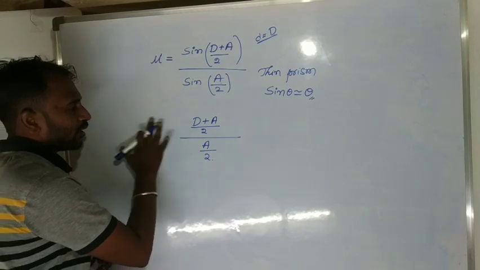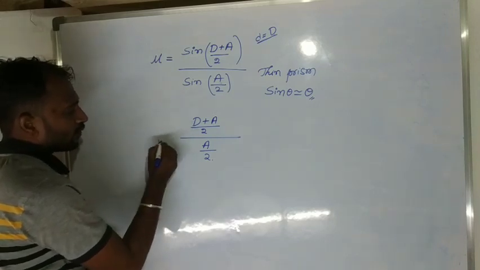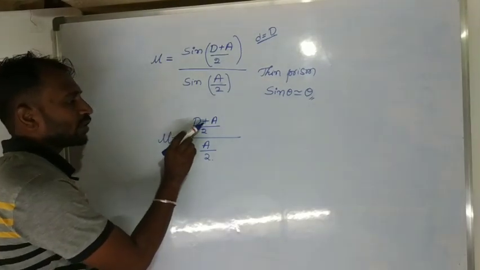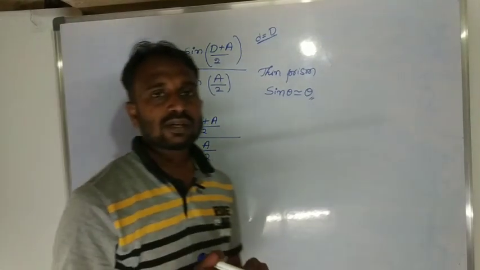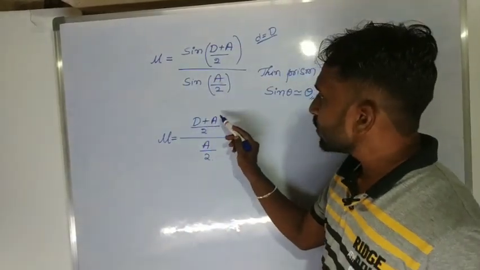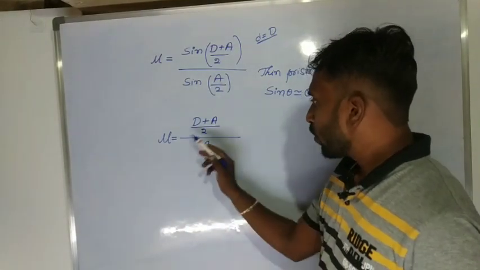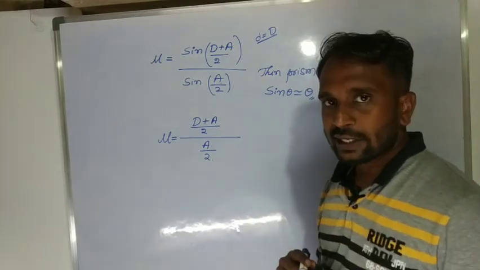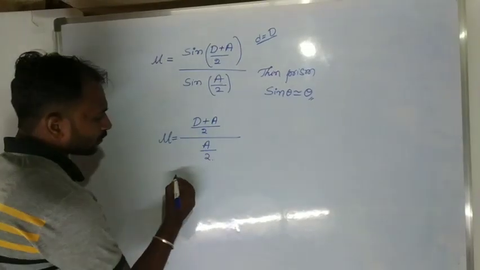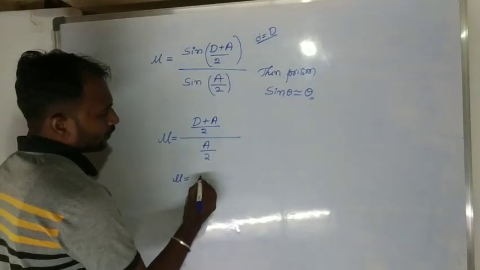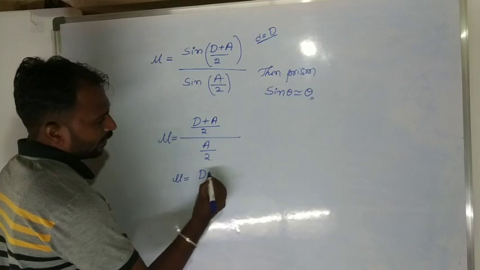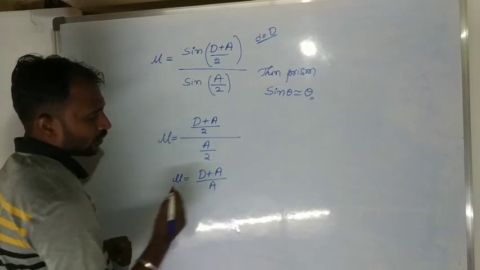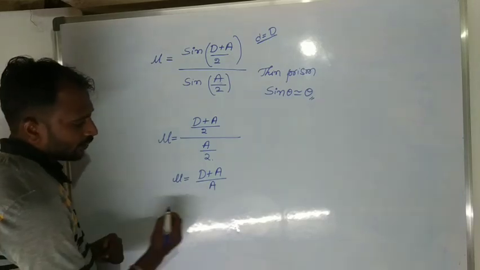Refractive index of the material of a prism. The refractive index of the material of a prism is equal to the angle of deviation plus the angle of the prism, divided by 2, whole divided by the angle of the prism divided by 2. So the 2 gets cancelled. Then we will get mu is equal to angle of deviation plus A divided by A.